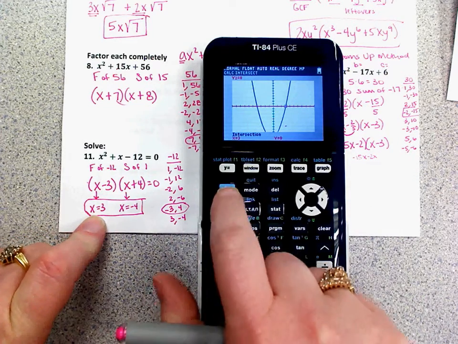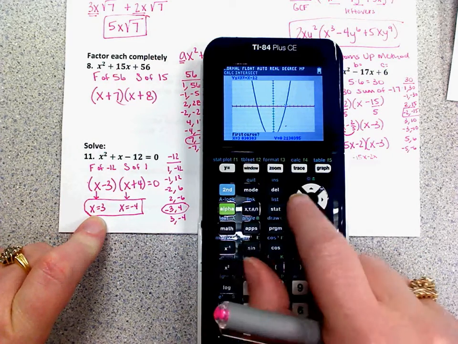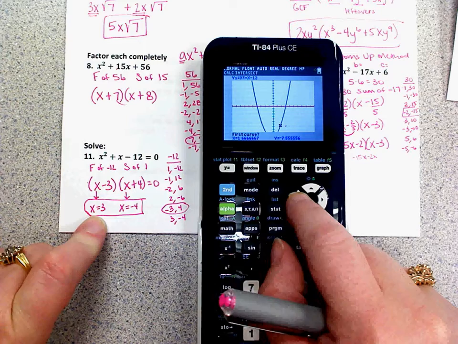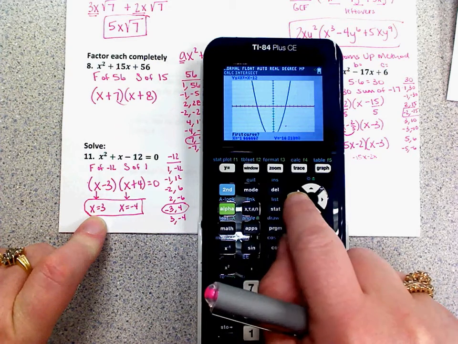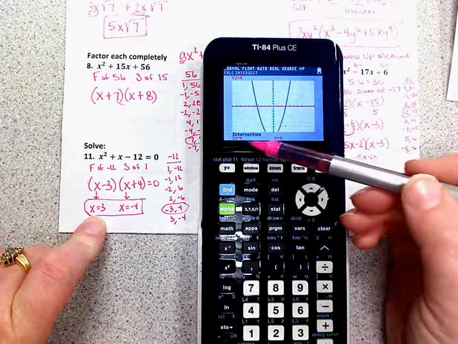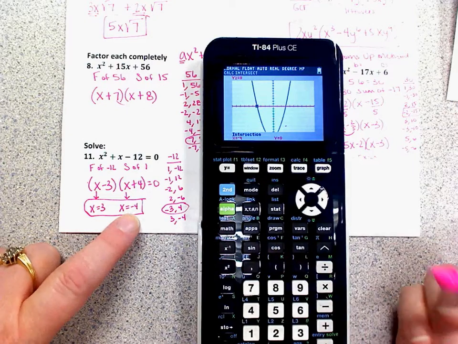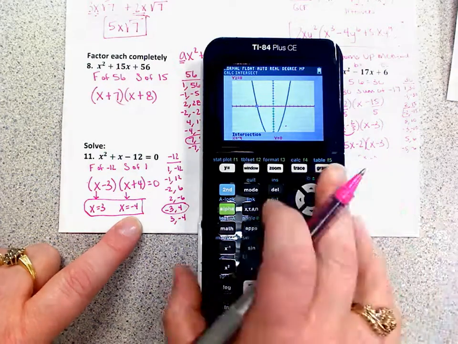Remember, to find the other one, when you hit second trace 5, before you press enter 3 times, you're going to have to move that cursor closer to the other point of intersection. You don't have to be right on top of it, just closer to it, and then press enter 3 times. And as you can see, we get x equals -4, which is the solution we got from factoring as well. So either method is fine.